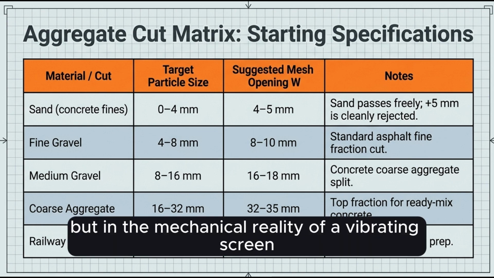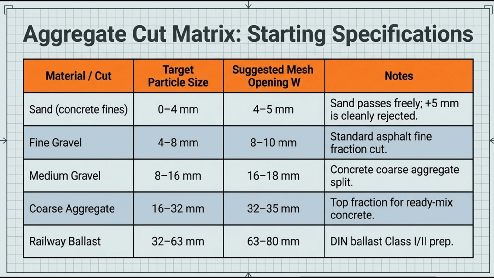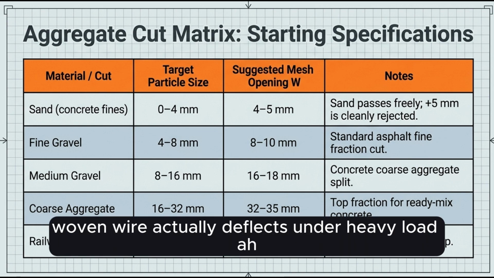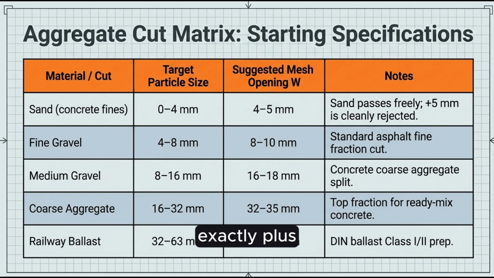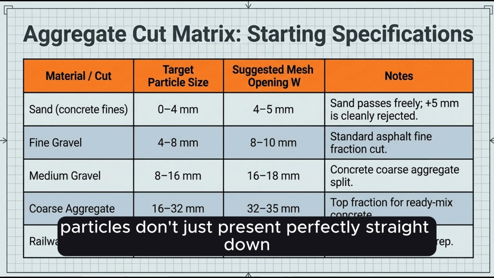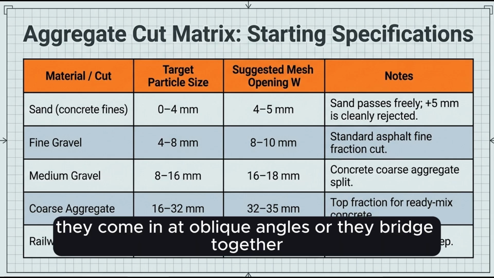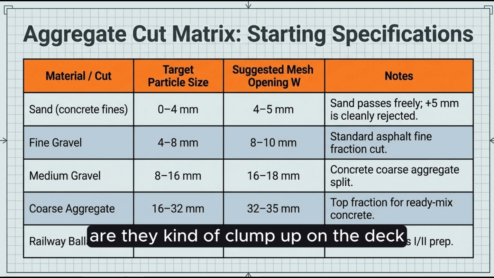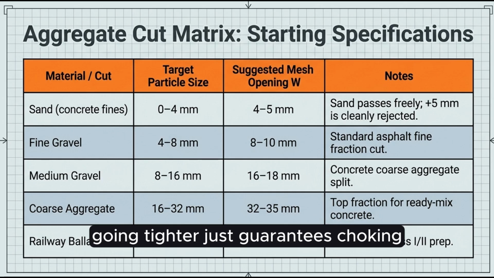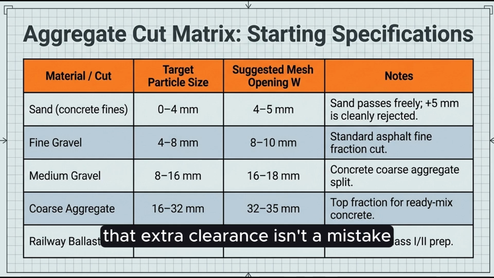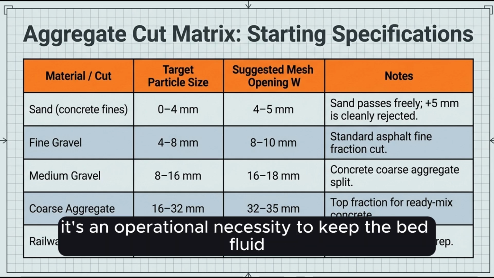But in the mechanical reality of a vibrating screen, woven wire actually deflects under heavy load. The wire itself is physically moving. Exactly. Plus, particles don't just present perfectly straight down. They come in at oblique angles or they bridge together, interacting with the fines. They kind of clump up on the deck. So if you size the opening exactly to your target cut, going tighter just guarantees choking. That extra clearance isn't a mistake. It's an operational necessity to keep the bed fluid.